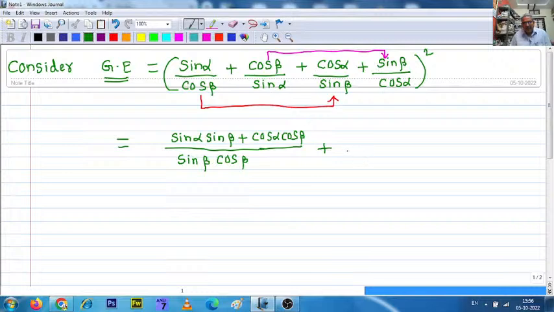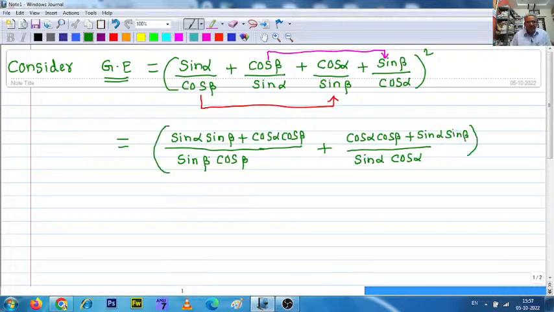Here also, what is the LCM? Here we have sin alpha cos alpha. Cos beta into cos alpha, that is cos alpha cos beta, plus sin alpha into sin beta. I hope this step is clear to you. And whole square. Am I correct? Okay, now I ask you one question.